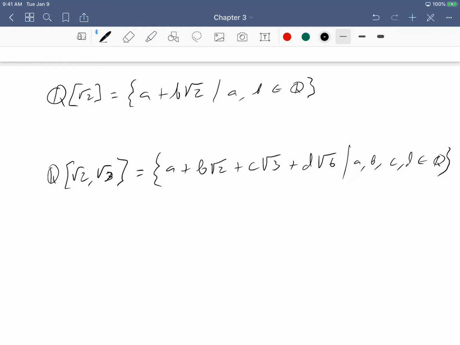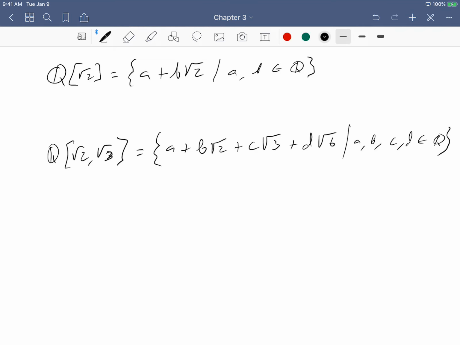Okay, and now we're going to contrast this with a couple more sets. So we're going to think of those in comparison to each other, but also in comparison to a couple others that we've seen. So Q adjoin 2 to the 1/3.